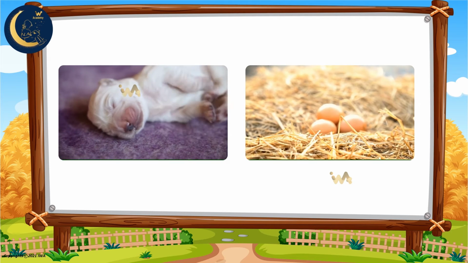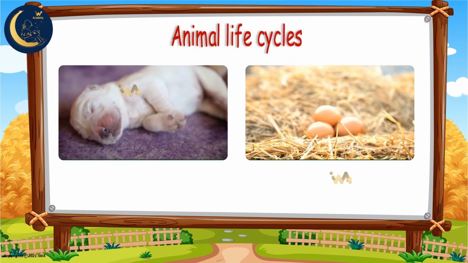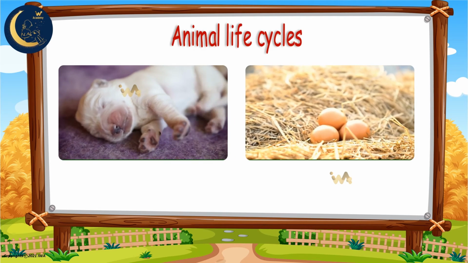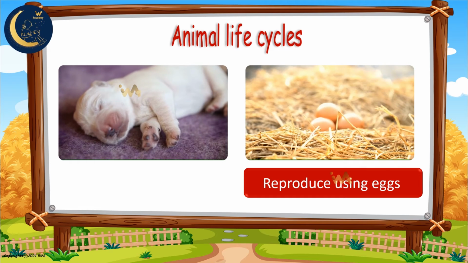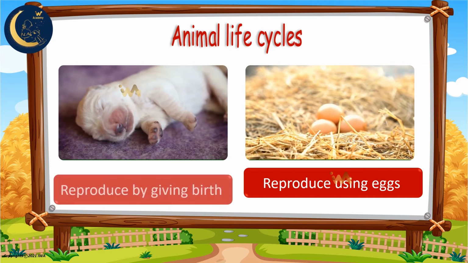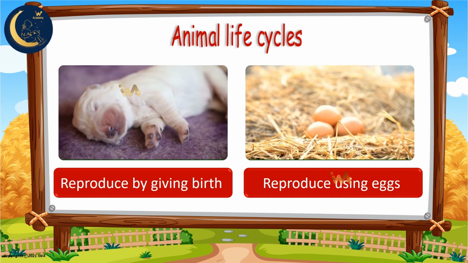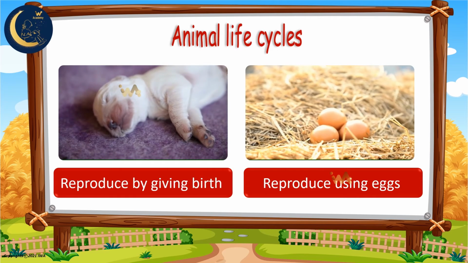But did you notice the difference in the life cycles of these animals? The animals that reproduce using eggs begin their life cycle as an egg. But the animals that reproduce by giving birth begin their life cycle as a small newborn animal.